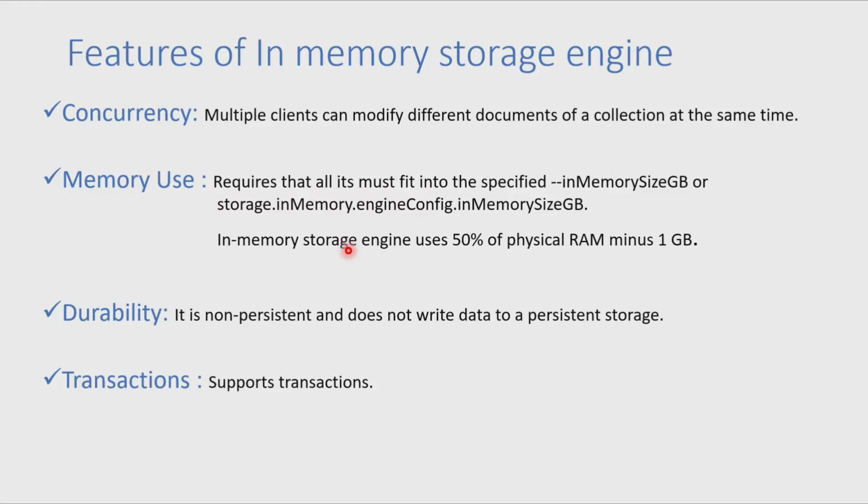Let's say 10 GB, same example. 10 GB divided by 2 is 5 minus 1, 4. So 4 GB will be available for this. Durability, it is not persistent, and it is not available on the disk. Transaction, it supports transactions.